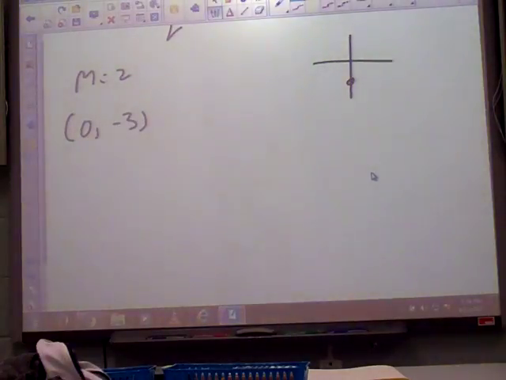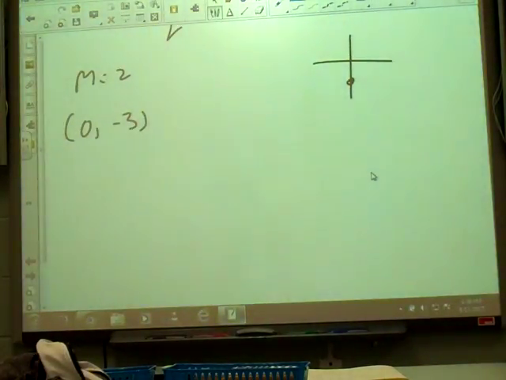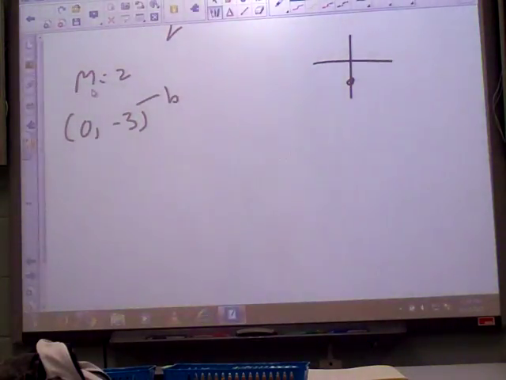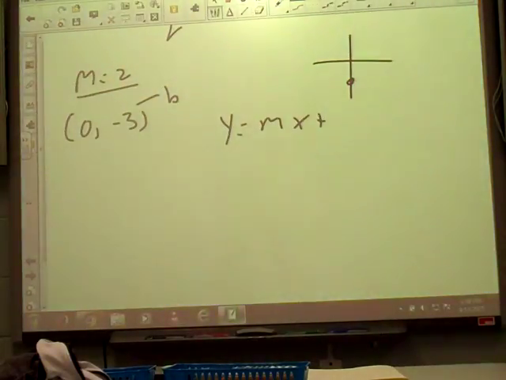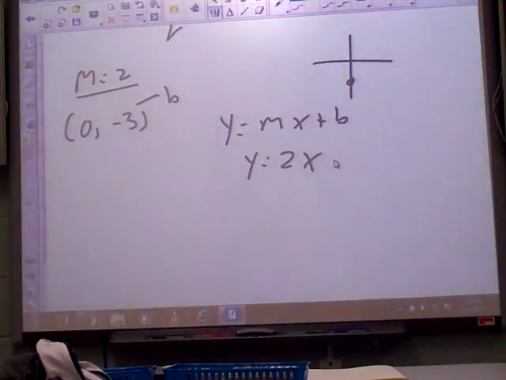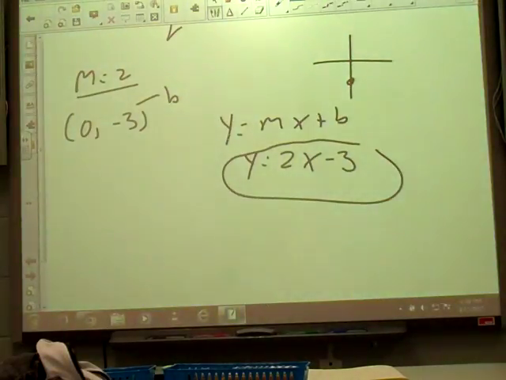M is slope. Y-intercept is B. Who was that? Ms. Grace. So this is our B. This is our M. All we have to do is plug those in. Right with me? So we got y equals 2x plus negative 3. You just wrote an equation.